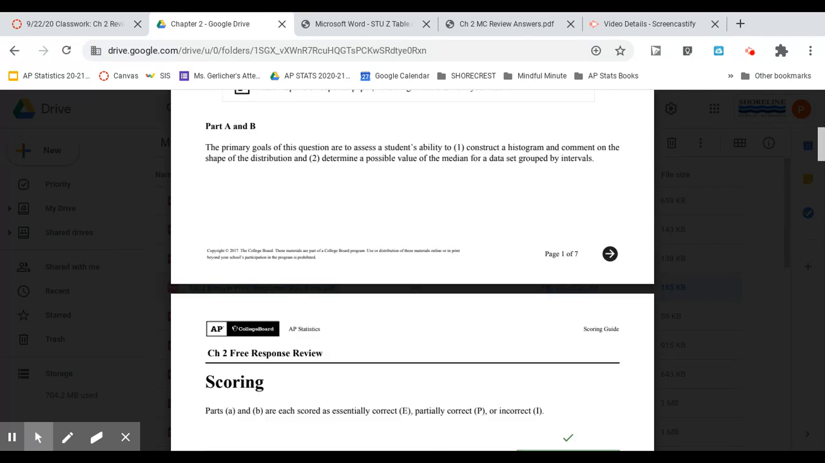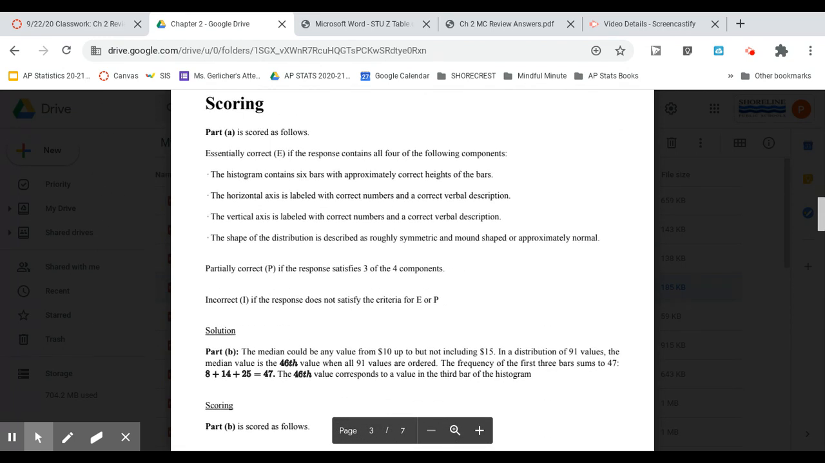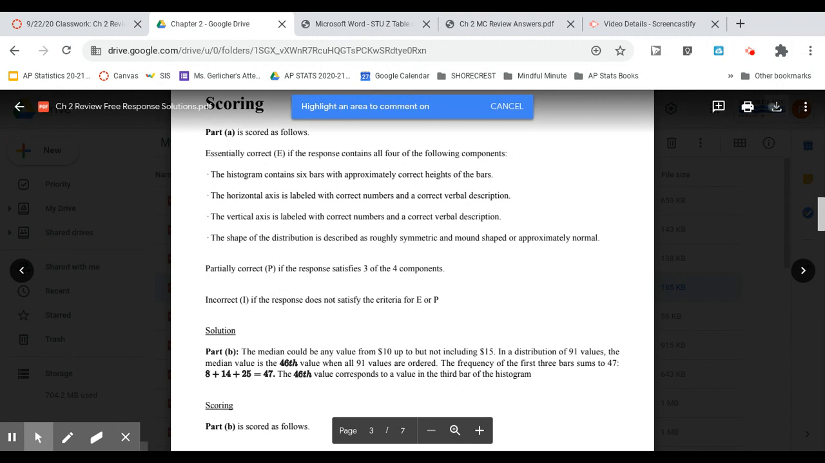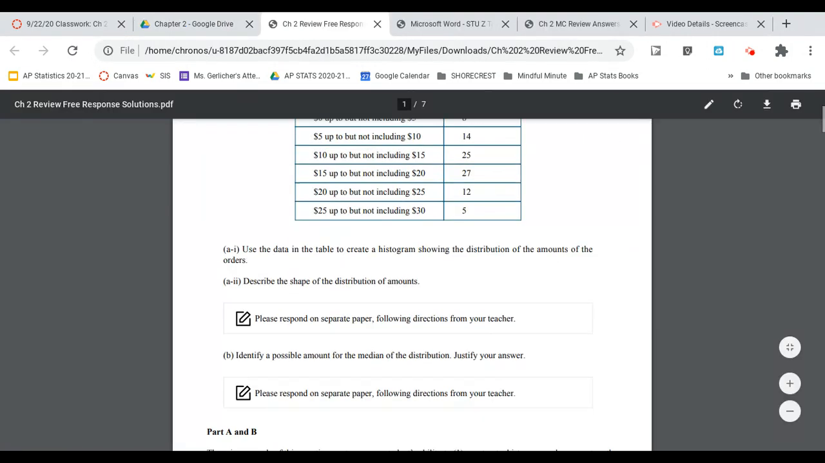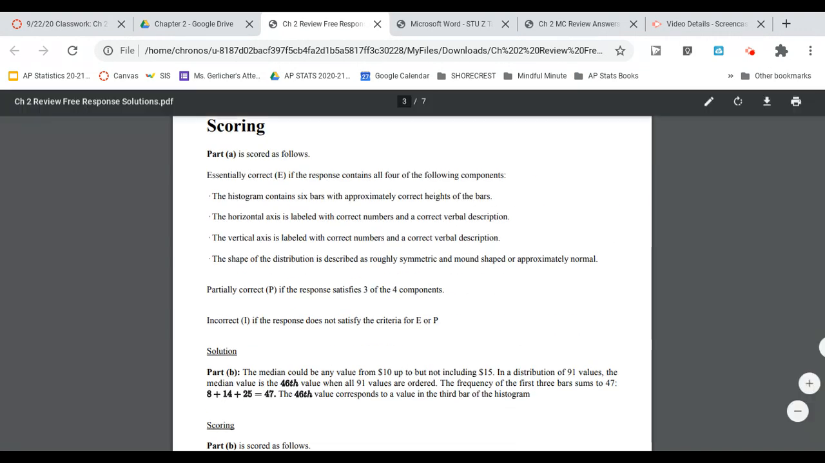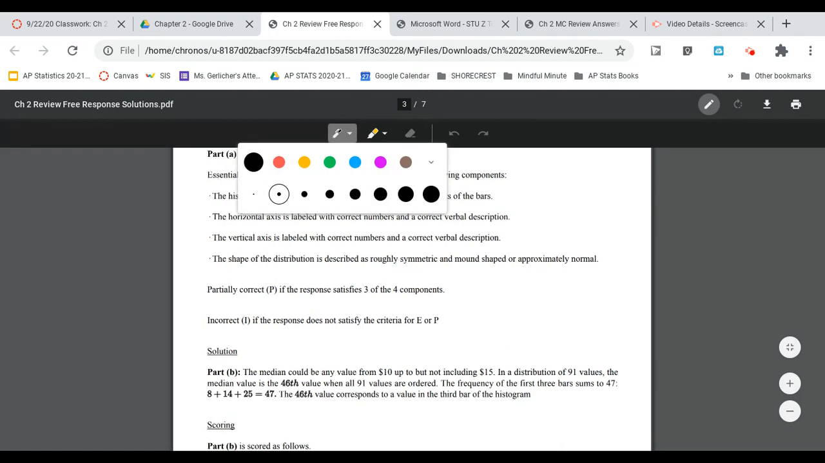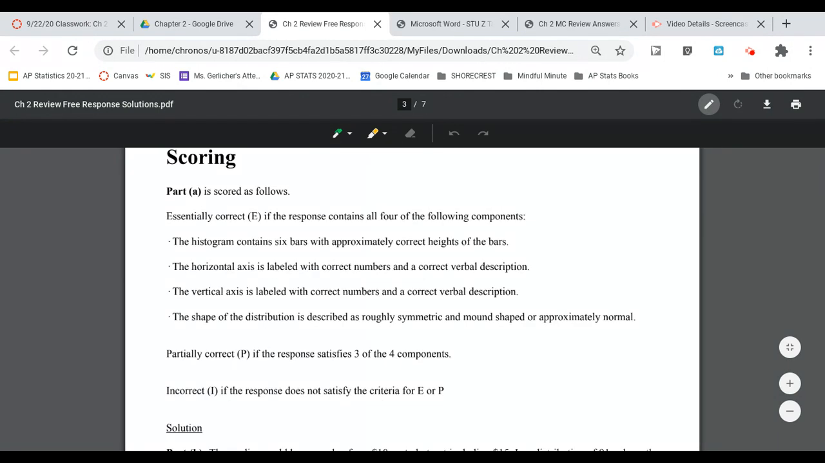So I would scroll down to the 3rd page, past the solution, and go to scoring. Now I got to get it like this so I can annotate it. Look at the scoring and look to see what it takes to be essentially correct. That to them means you've done everything to get the full points. And partially correct is usually where you get some of the things they're asking for.